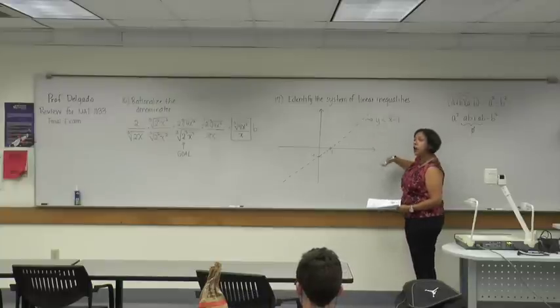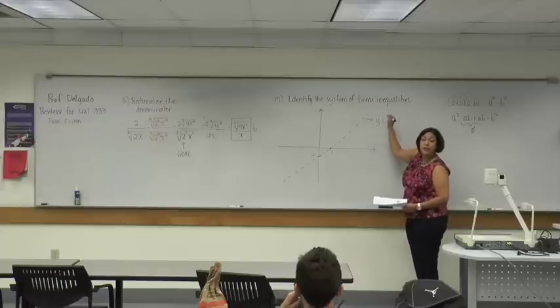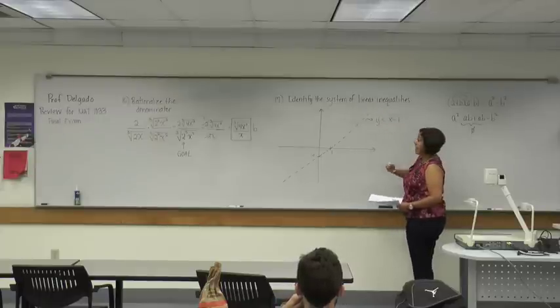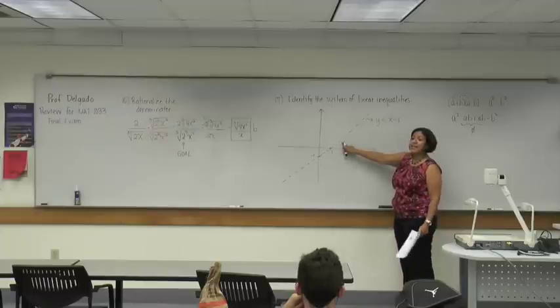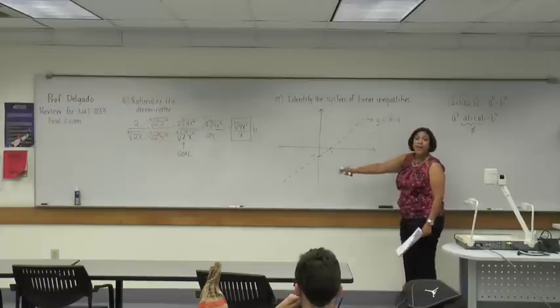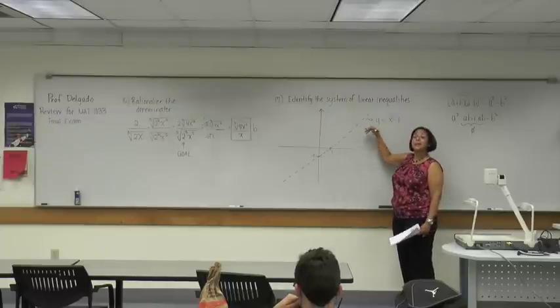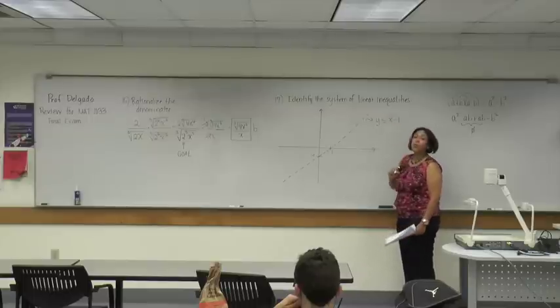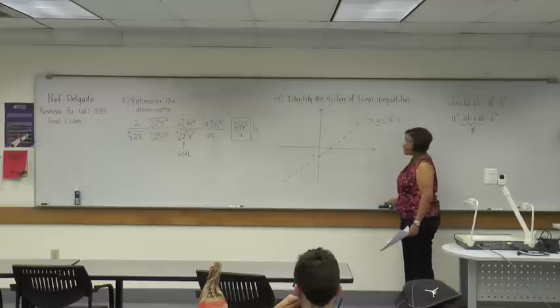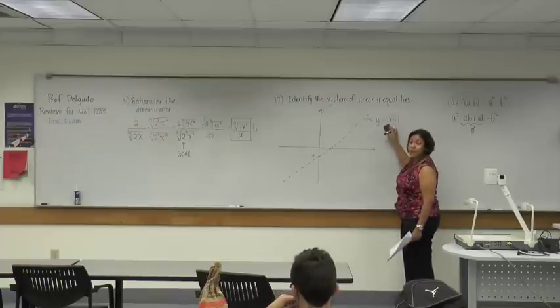When you're shading below a boundary, it's less than. When you're shading above a boundary, it's greater than. You also have to look at whether the boundary line is dashed or solid. In this case, because it's dashed, this is going to be a strict inequality. If it had been solid, we would have had a weak inequality. But in this case, we do not. Okay? So that's one of the two inequalities in the system.